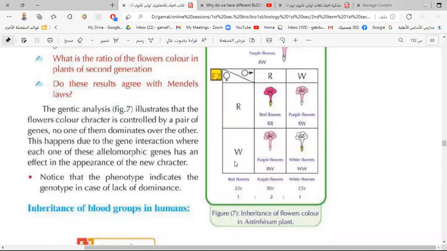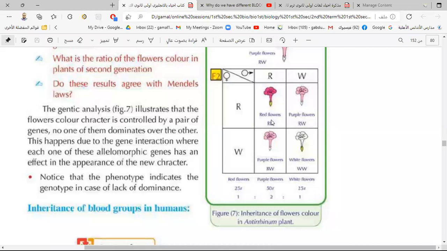a new ratio, which is 1 to 2 to 1. It is not following Mendel's rules. 1 red, 2 pink, and 1 white. So we have a new ratio which is not following the rule of Mendel, and we call it lack of dominance. We have 3 phenotypes, not 2 phenotypes, and every phenotype has its own genotype.